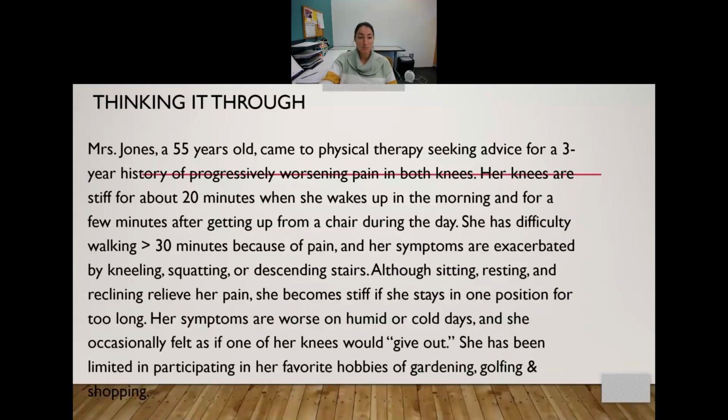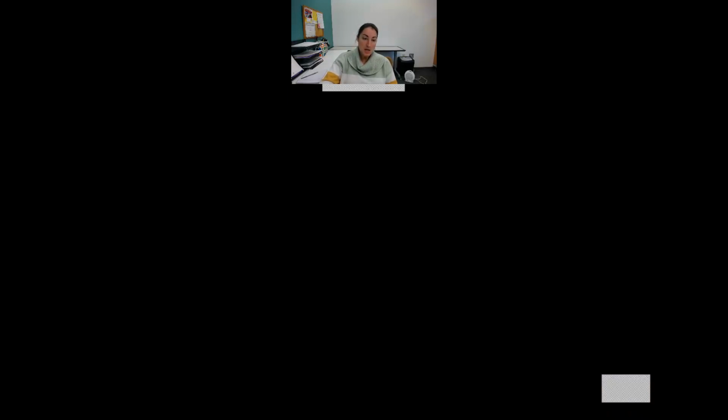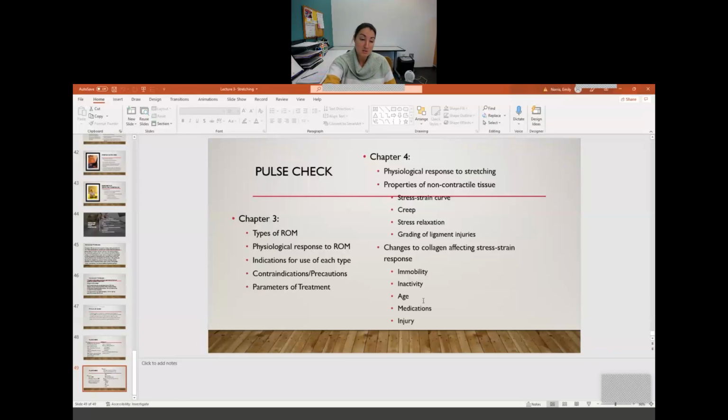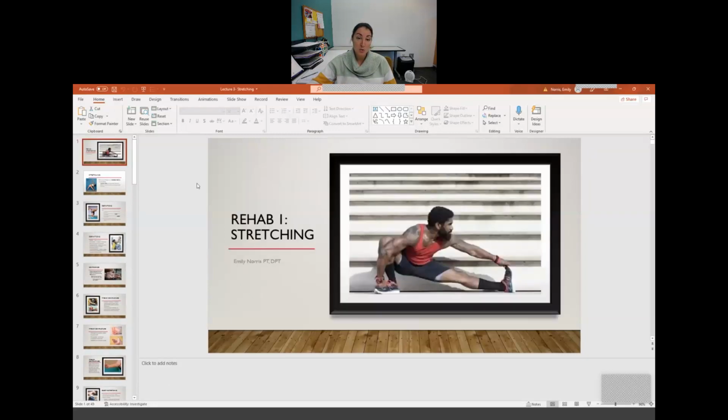And then there's a little case scenario if you want to go through and a little review of some of the things that we have gone over so far this semester. We've already covered several chapters. It doesn't feel like it because it's just moving by so quick. But if you have questions, make sure that you let me know, and I will see you in lab.